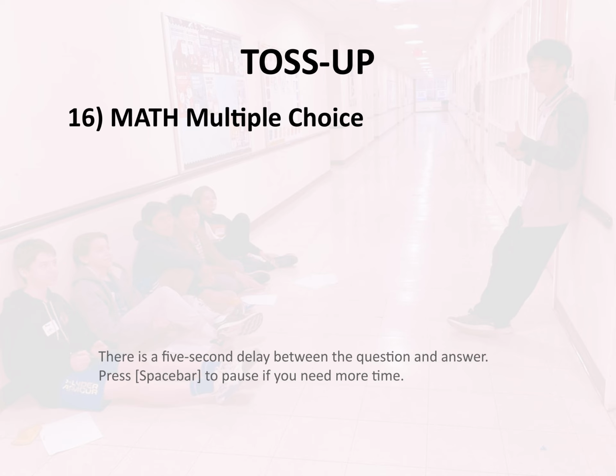Toss-up 16. Math. Multiple choice. The lines defined by y equals 2x and 2y equals -x are which of the following? W. Parallel. X. Perpendicular. Y. Horizontal. Z. Vertical.